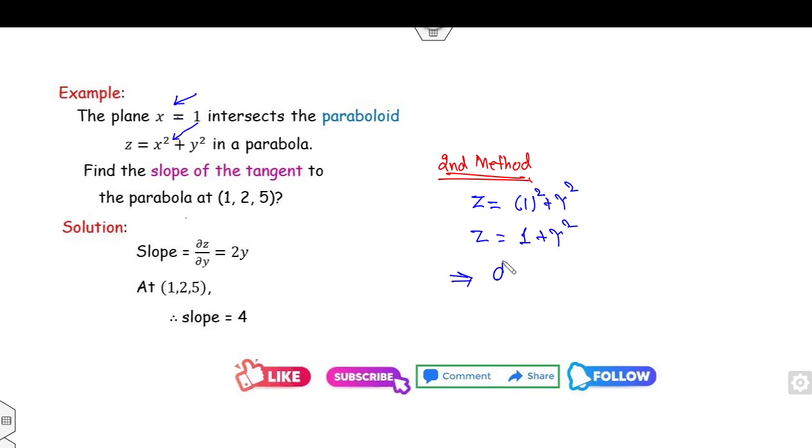So therefore the slope will be, because now it's a single variable, instead of taking the partial derivative you can simply take the derivative. So it's 2y. At this point the value of this is again my 4.